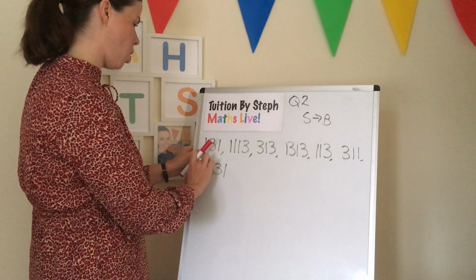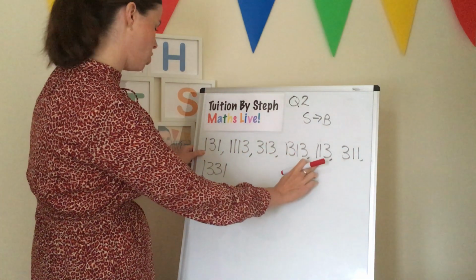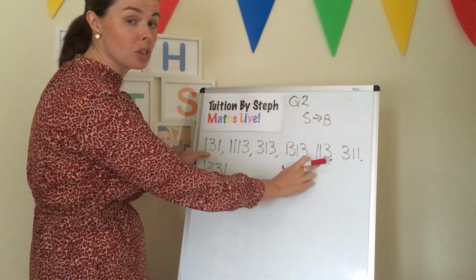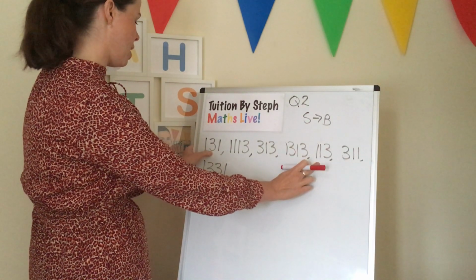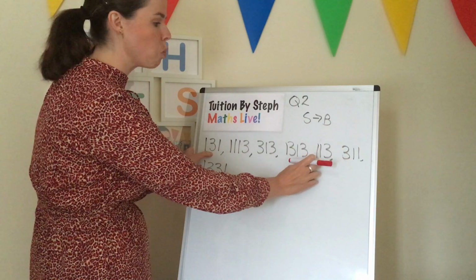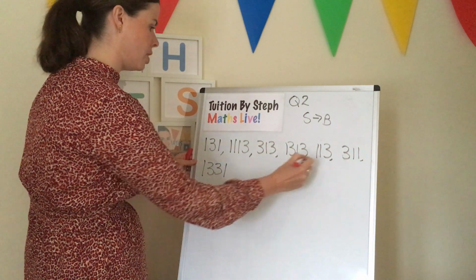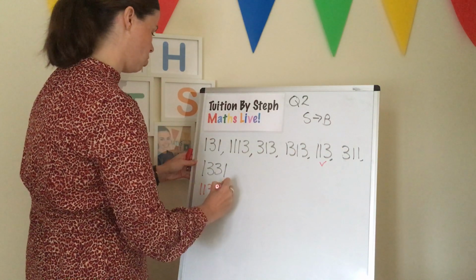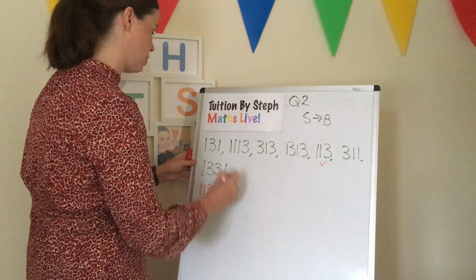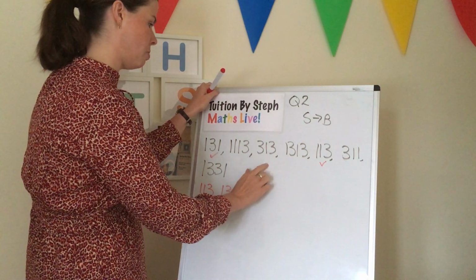The first one has got 100. 300, 100. Right, it's one of these two that's the smallest number. 131 has got 3 tens, 113 has 1 ten. So my first number is 113, and then the next number is 131. So I've done my first two. Right, are there any more 3-digit numbers?